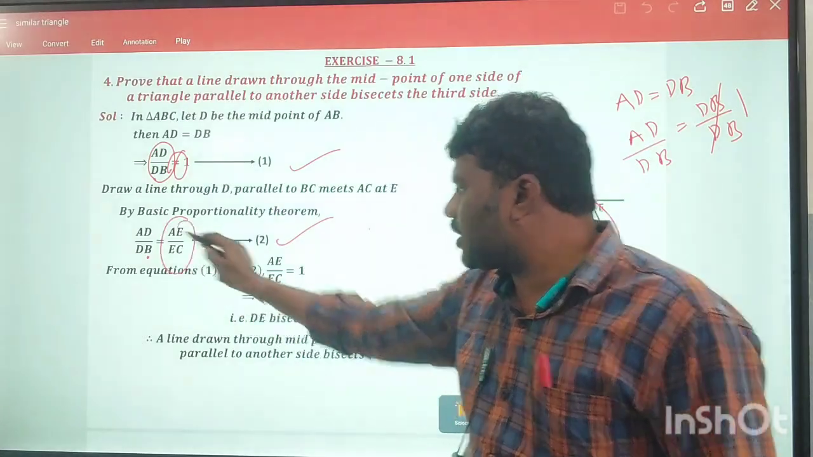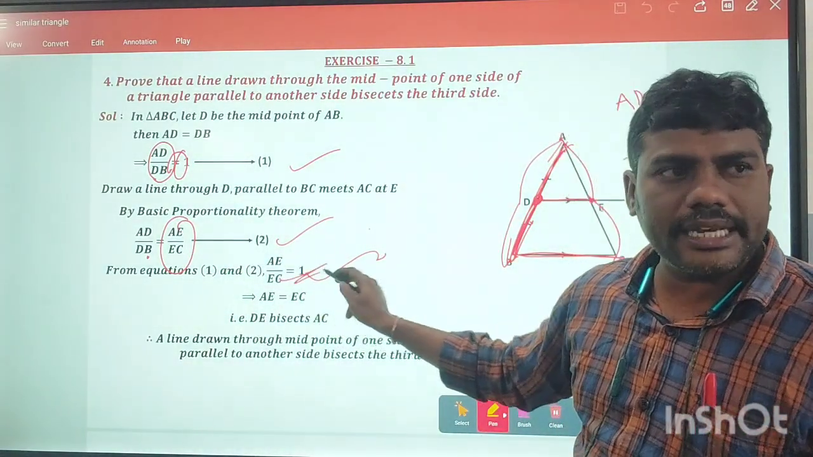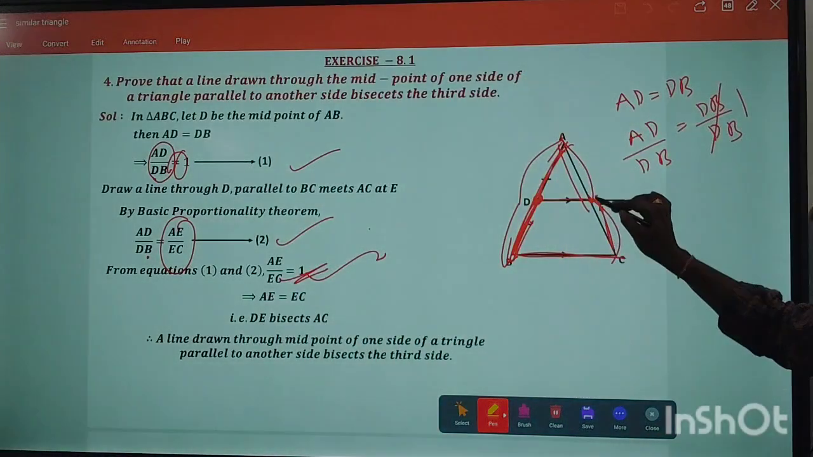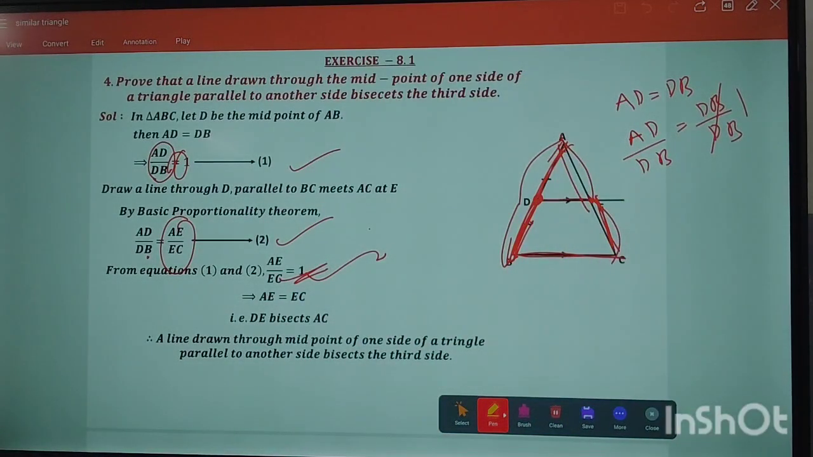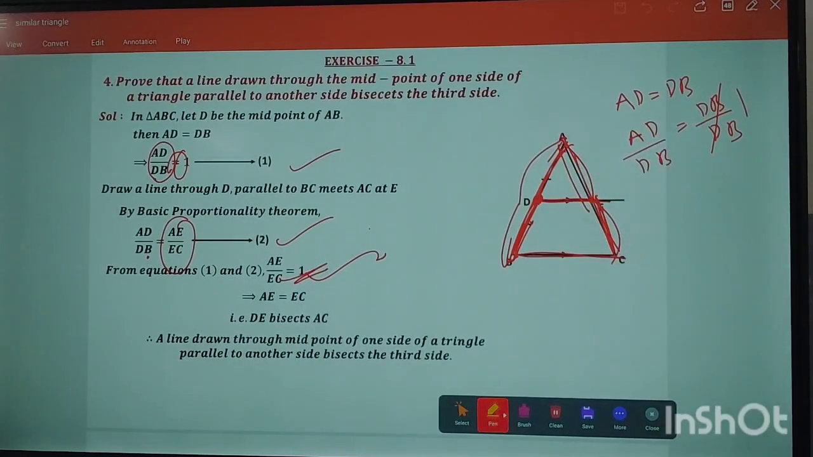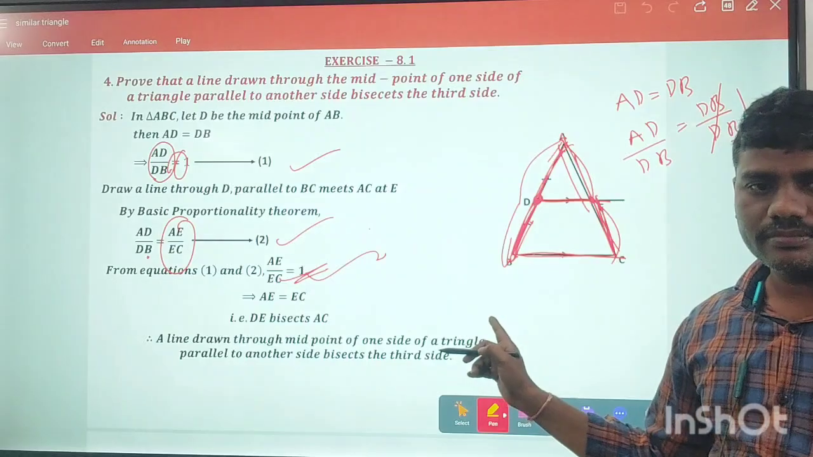So AE by EC equals what? 1. So AE equals EC by cross multiplication. Means AE length equals EC length. DE bisects EC. DE bisects. Okay, that is the condition. So it is compulsory to write these conditions also.